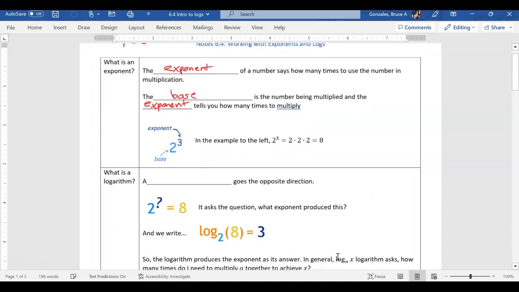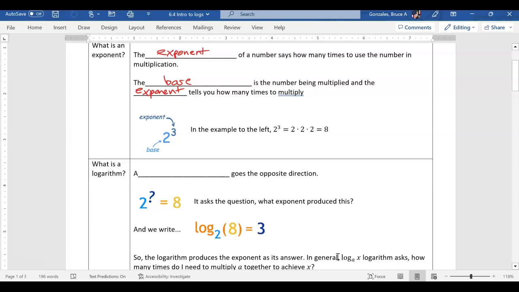So, looking at the second part, what is a logarithm? A logarithm, that's what we're talking about today. This is new, so I hope everyone's paying attention. A logarithm goes the opposite direction, okay? They're basically asking you, what is the exponent. So if you have 2 and you're trying to get 8, what would the exponent need to be? How many times do you have to multiply that 2 to get 8? It asks the question, what exponent produced this, right? So here's how you write it. Log base 2 of 8 equals 3.